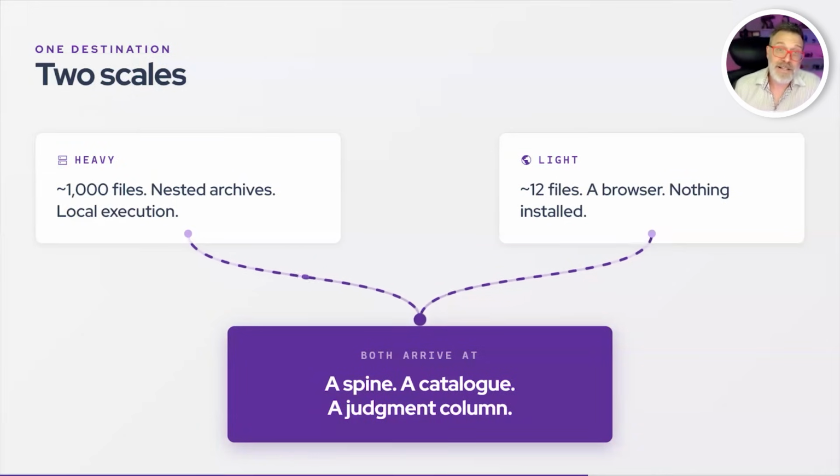And the honest answer is that the job that I showed you was 1,000 files across nested archives, and it genuinely needed to execute code against real files without uploading anybody's sensitive content. But most content drops are not 1,000 files. They're 12. And for 12, you can get most of the same value in a browser with no scripts, no API key, and nothing installed. Same method, two scales. And that's deliberate, because a workflow you can't actually run isn't really a workflow.